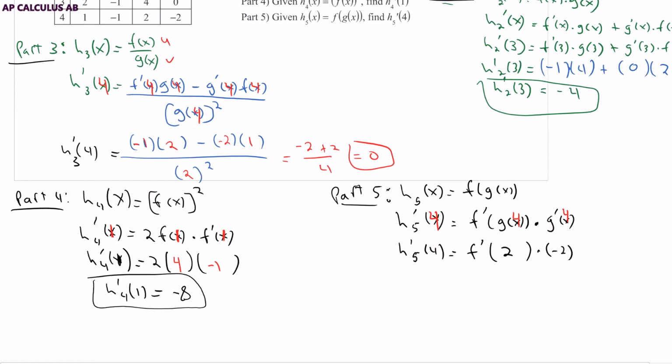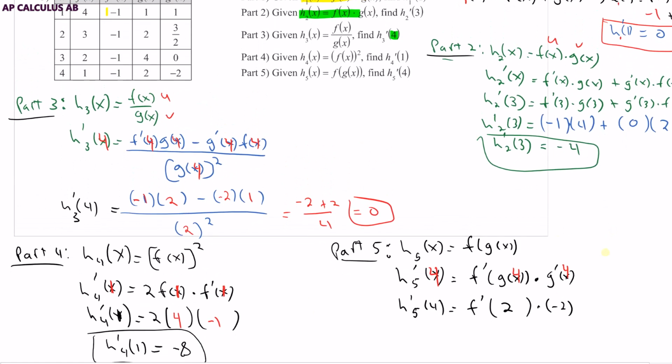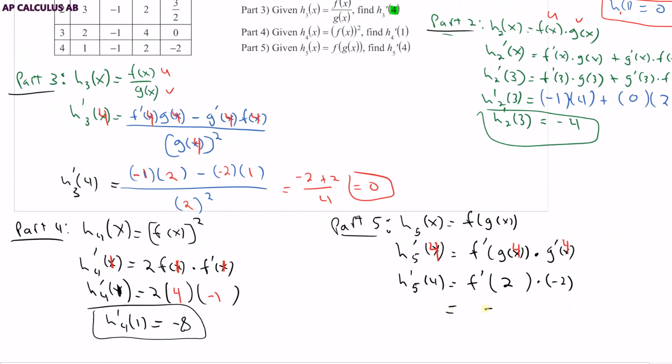And there's another level here. I need to find f prime of 2. F prime of 2 is negative 1. So it's going to be negative 1 times negative 2. So the derivative of part 5 at 4 is going to be 2. And there's how that goes.